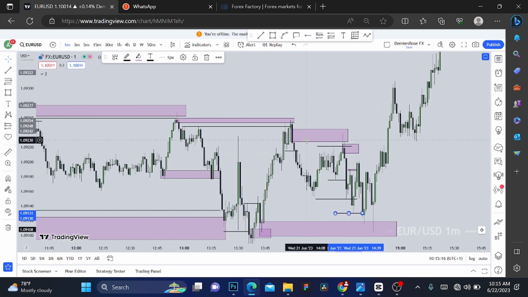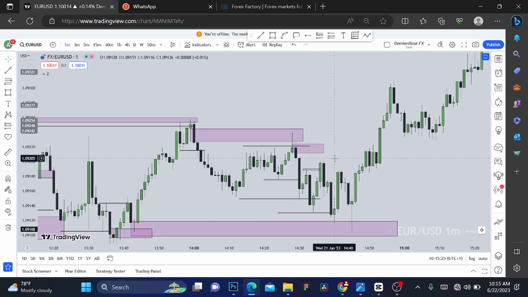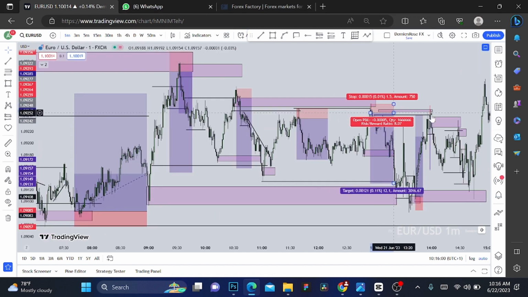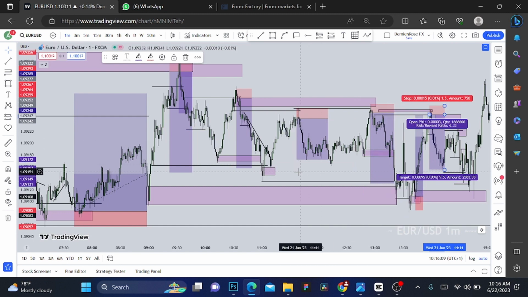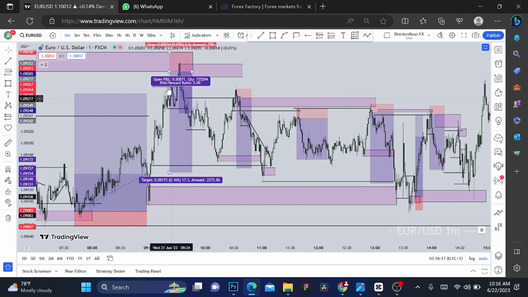I want you guys to do a lot of back testing and a lot of research. This could be a little bit overwhelming, but you just need to do a lot of back testing and understand all these things. There were several opportunities one could have capitalized on yesterday, just trading the lower time frame price action.